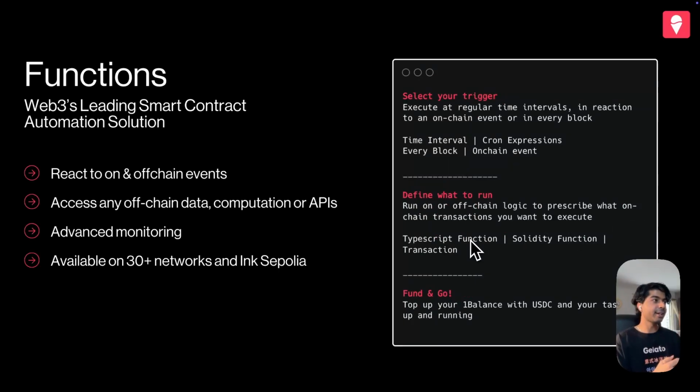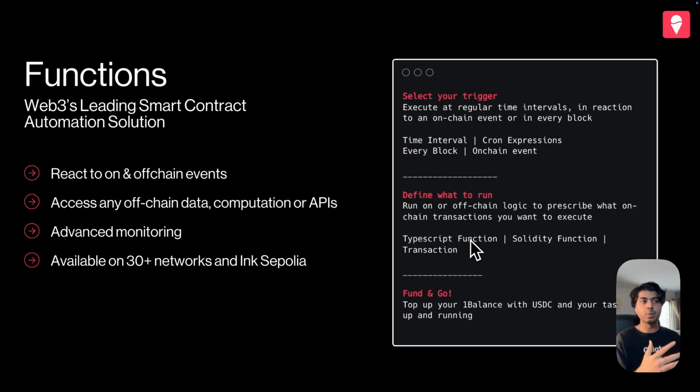Next, Functions. This is the leading Web3 smart contract automation solution. Basically, it allows you to react to on-chain and off-chain events, and also access any off-chain data, computation, or APIs. It also provides you with advanced monitoring. And lastly, it's available on 30-plus networks and on Ink Sepolia.